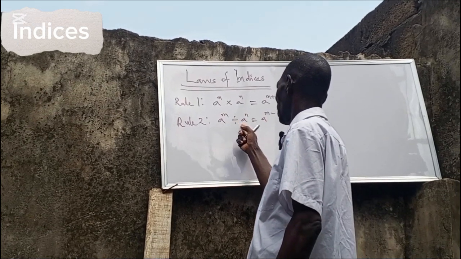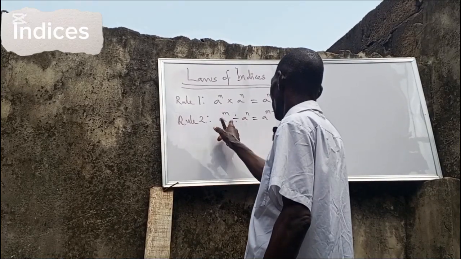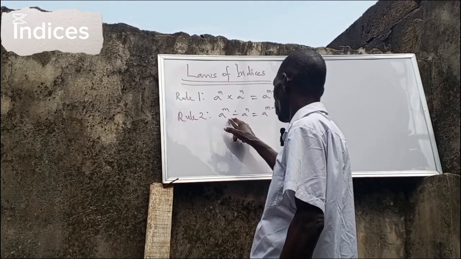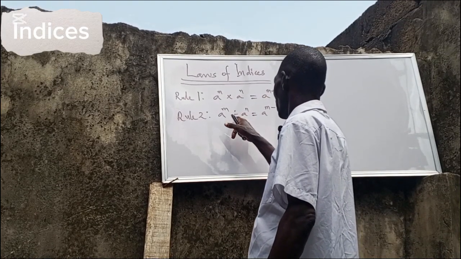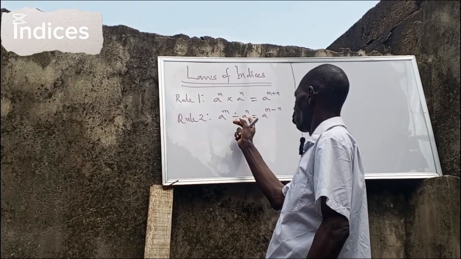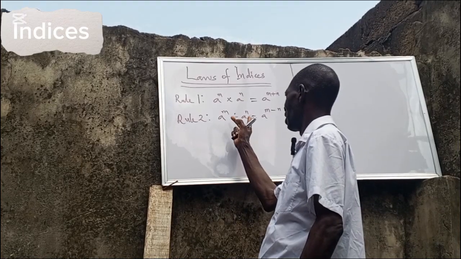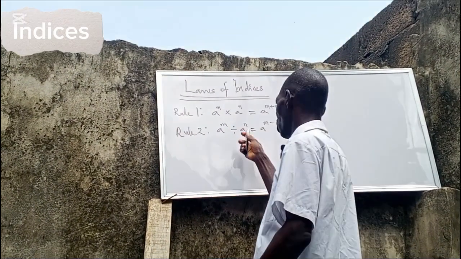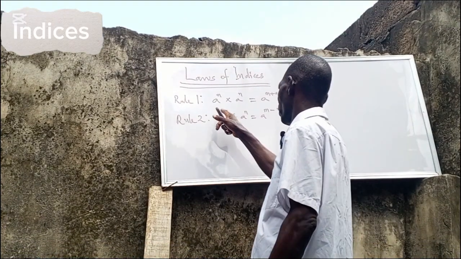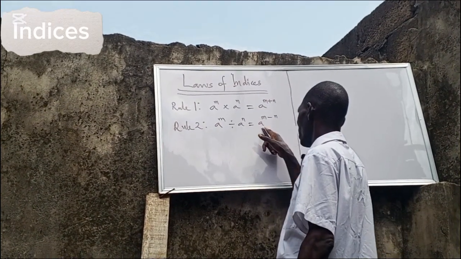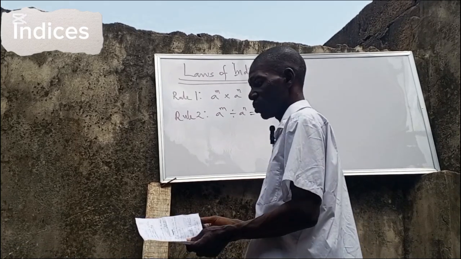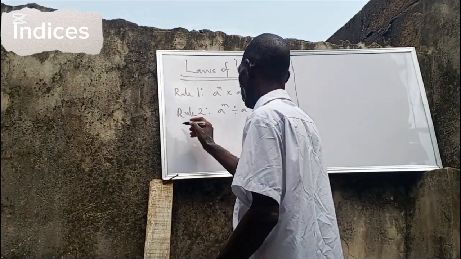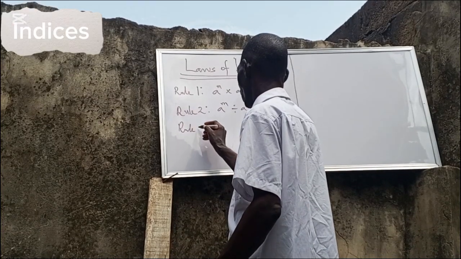So when the bases are the same and you are asked to divide, you simply subtract the index. So you subtract the second index from the first index. So it's going to be A^(m minus n). Okay, are you listening?